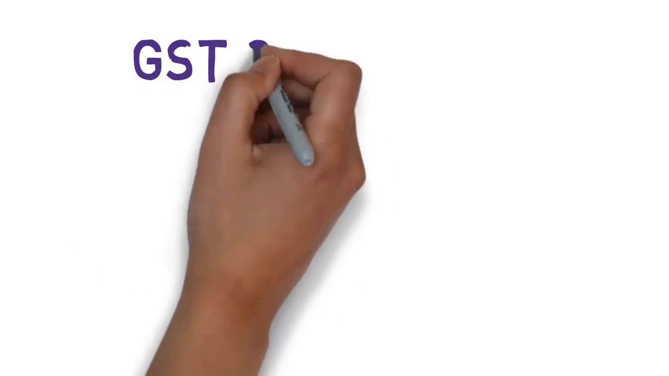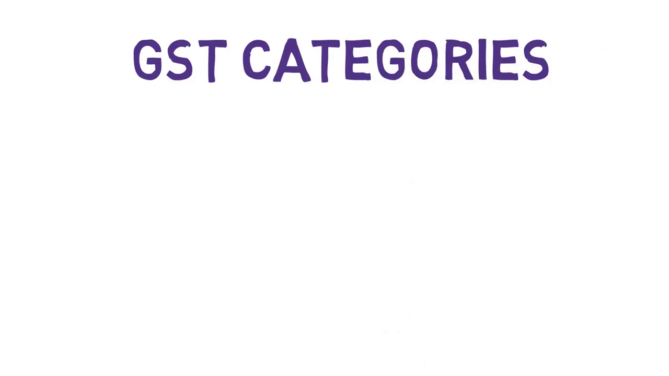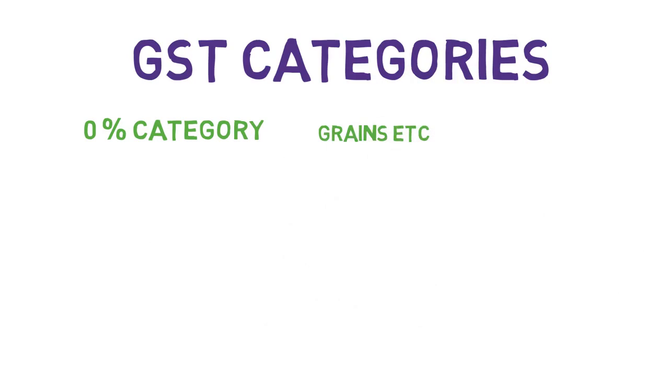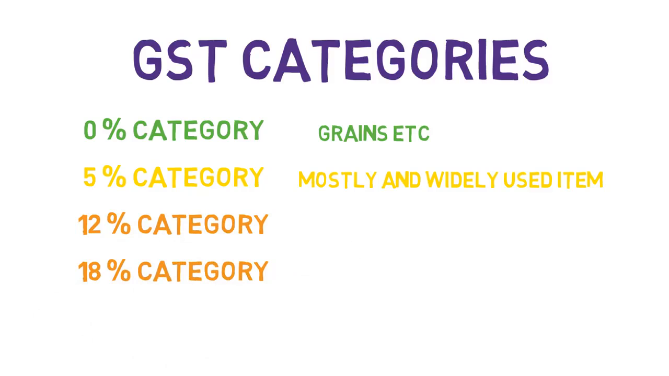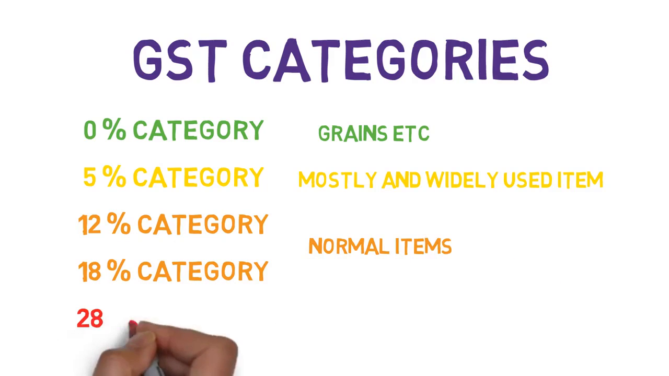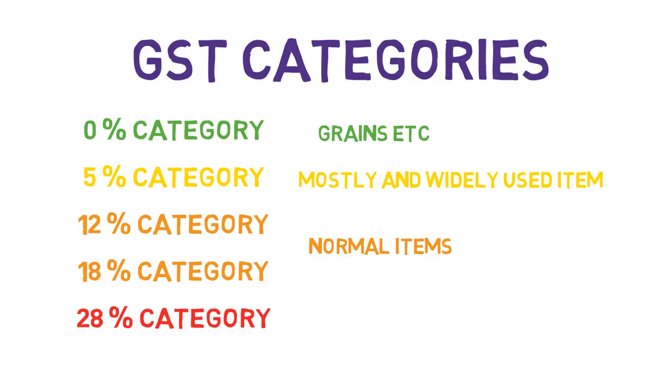We will also have 5 categories in GST in India. A 0% category, which will apply on food grains and so on. A 5% category, which will apply to mostly and widely used items. A 12 and 18% category, which will apply to items which are normally used. And a 28% category, which will apply to luxurious items.